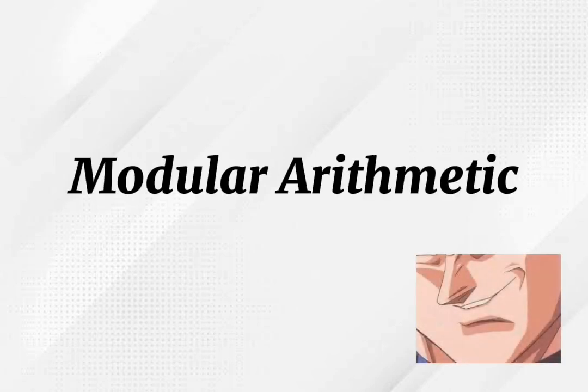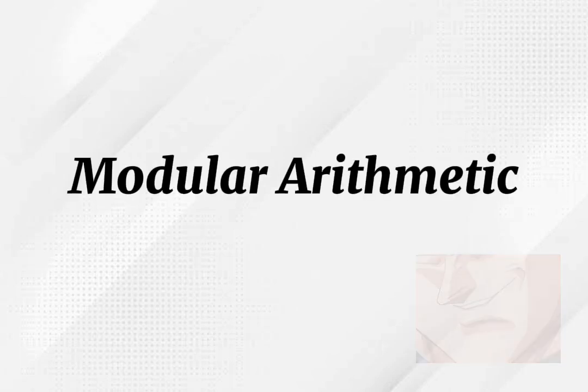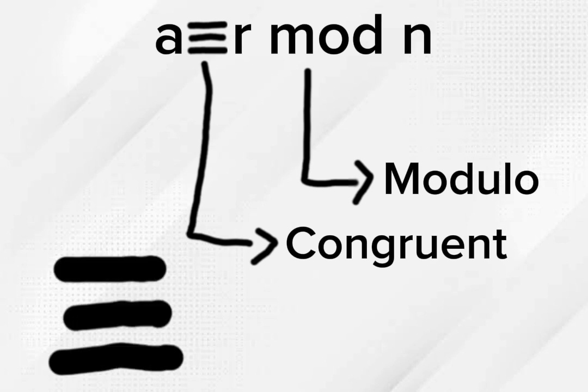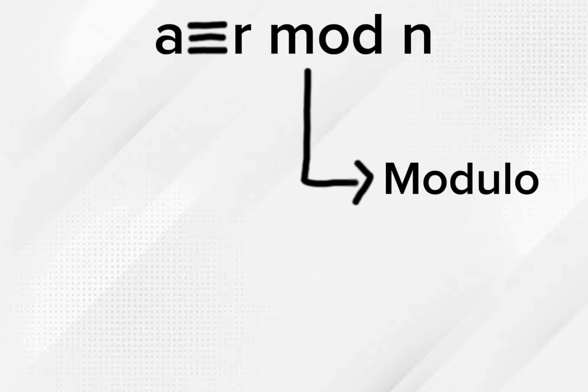In this video, we are going to talk about modular arithmetic. So let's begin. Here we have the notation for congruence. A is congruent to r mod n. This sign is not an equals. It is called a congruence or a congruent, while mod is a short term for modulo.